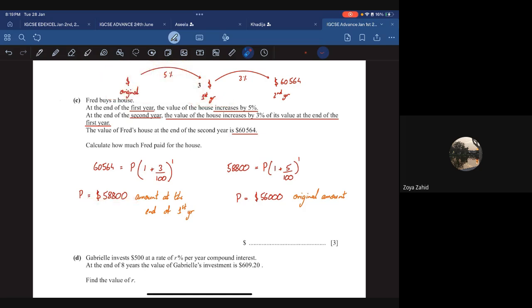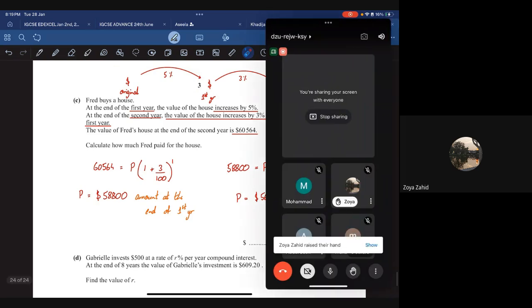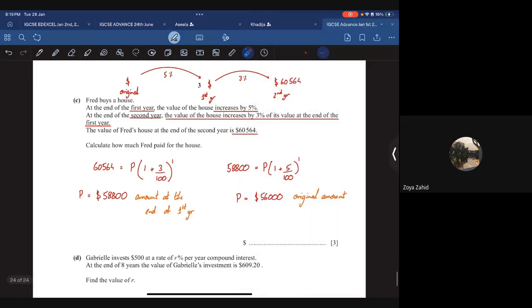Is this clear? Any issues with this, guys? Anyone who does, yes, Zoya? So suppose they were saying at the end of 2 years or something like this, will it work if I do 105% like that? Yeah, Zoya.